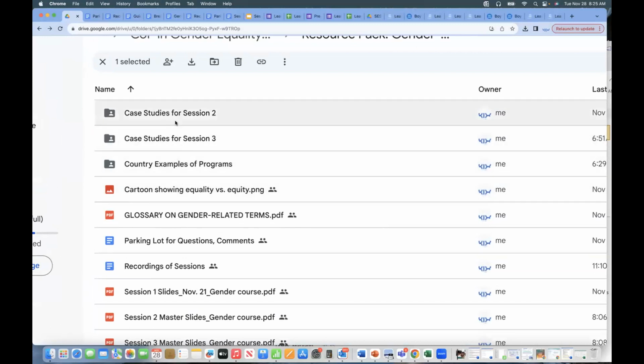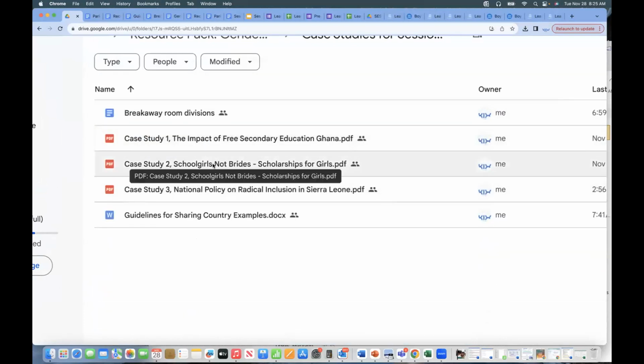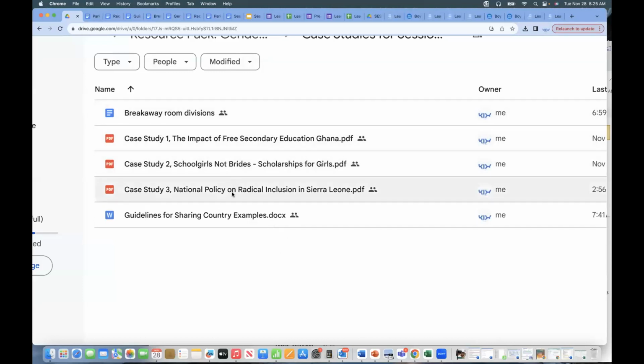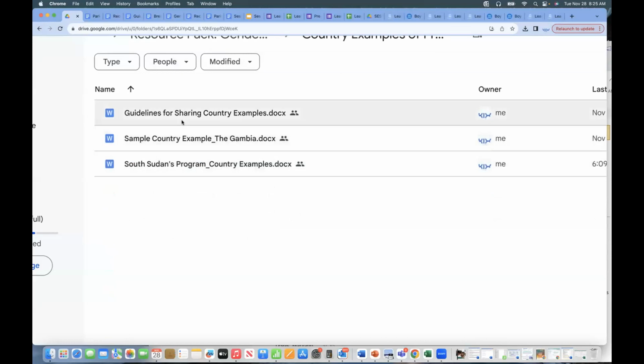And right here are the case studies from today's session and from last Thursday. We realized that they were long and that not all of you were able to get through them. That's fine. This is not an end-all space in each session. We're going to be returning to ideas in the future, so don't worry if you didn't get a chance to read the case study that you wanted to. And over here are the examples of country programs. So far, we've had an example from South Sudan, and we hear that Angela has a country example to share as well.